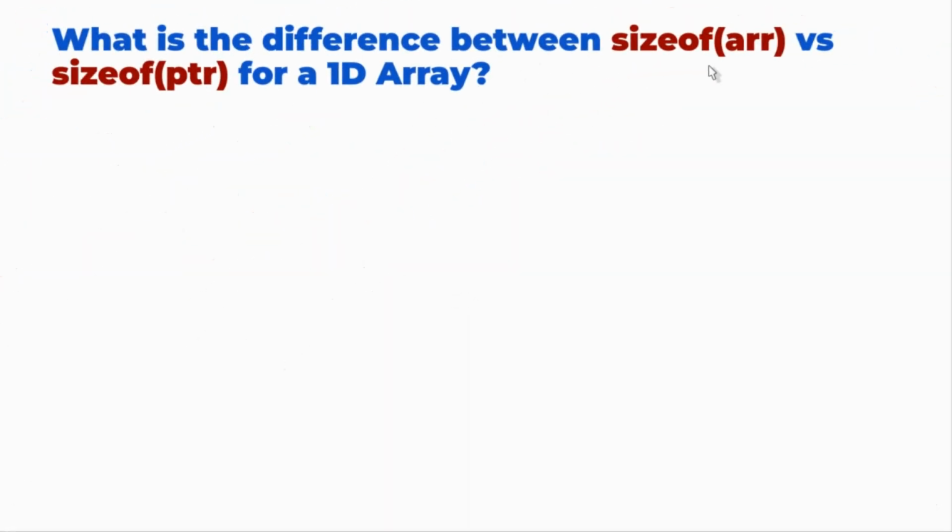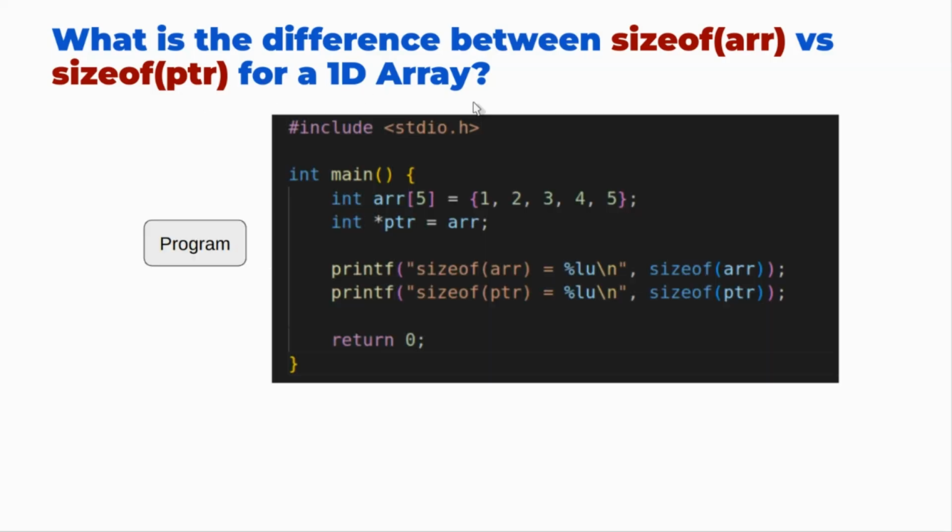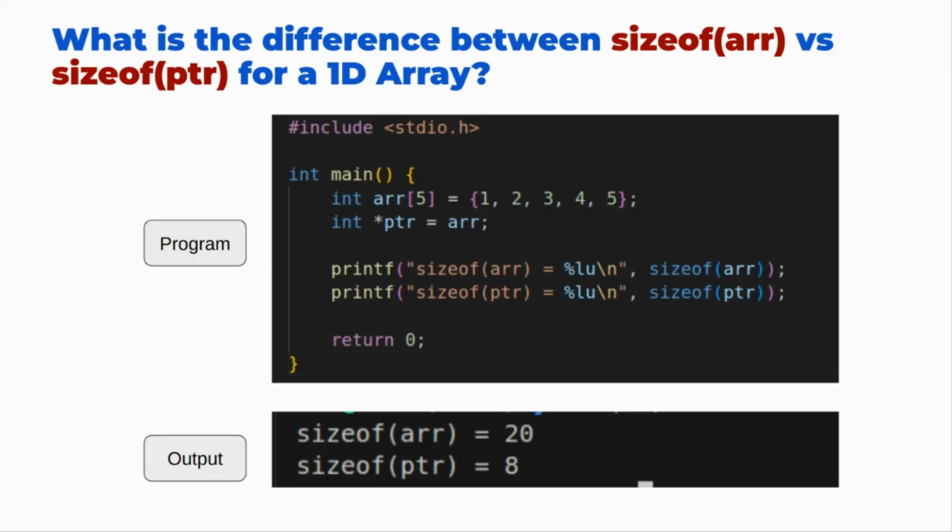What is the difference between size of array versus size of pointer for a 1D array? Here is the code to demonstrate. In this code, we have declared an array containing 5 elements 1, 2, 3, 4, 5, and we have one integer pointer which is pointing to the first element of the array. What will be the output of this printf and what will be the output of this printf? Here, as you can see, the first printf prints 20 and the second 8.